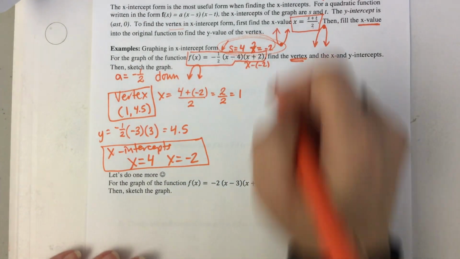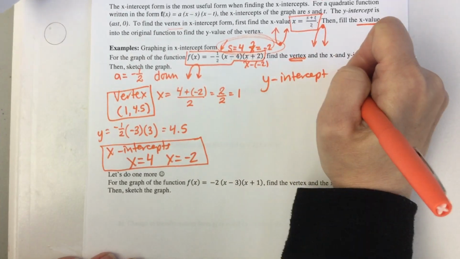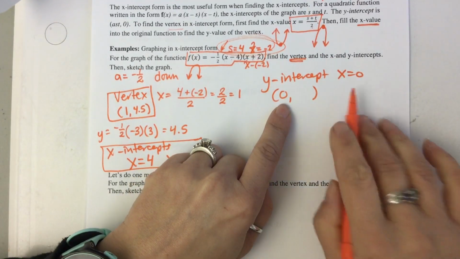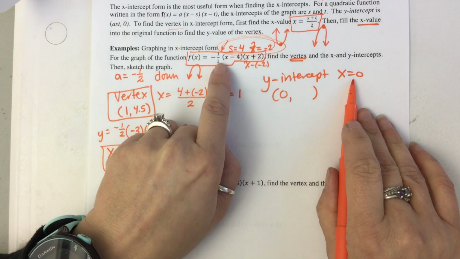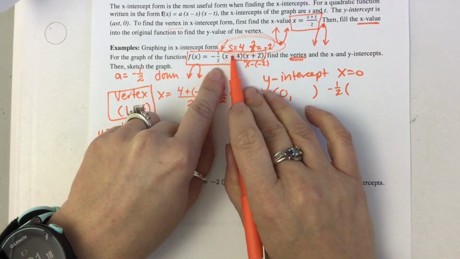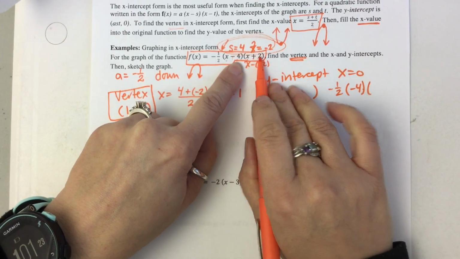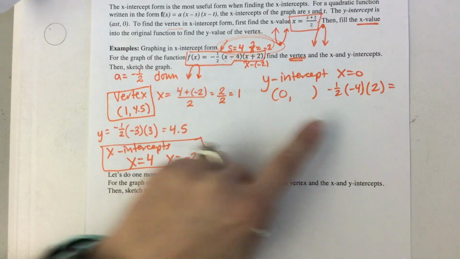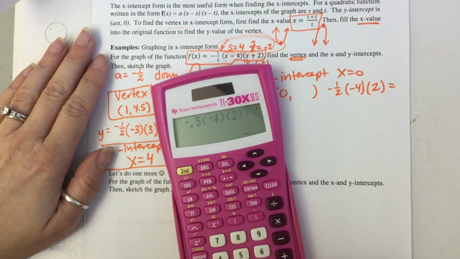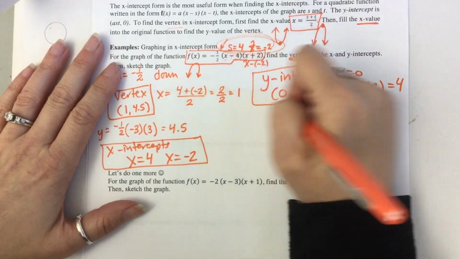It is those values. If I want to know my y-intercept, that occurs where x equals 0. So I know the x value is 0. To find the y value, I just fill a 0 in. So it's -1/2. 0 minus 4 is -4. 0 plus 2 is 2. So when I go ahead and calculate that, -0.5 times -4 times +2, I get +4. So my y-intercept is at (0, 4).